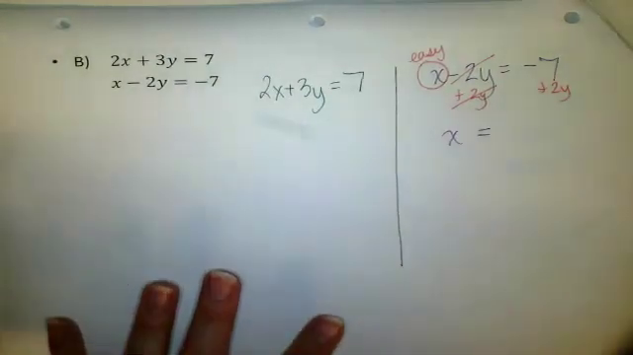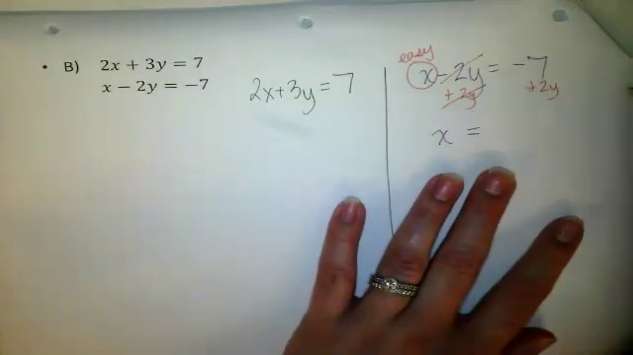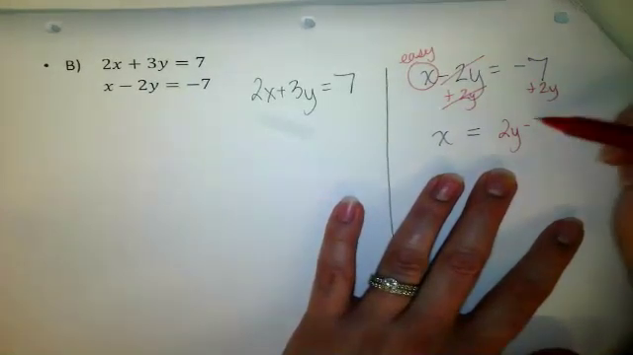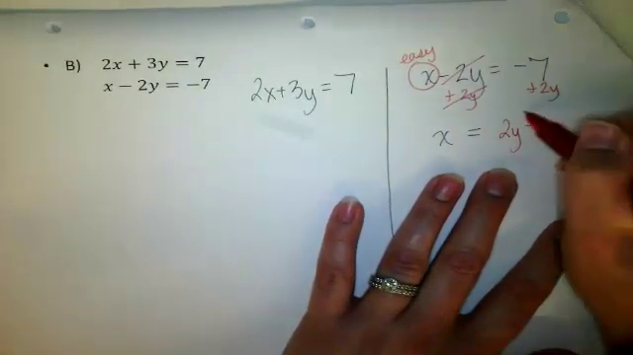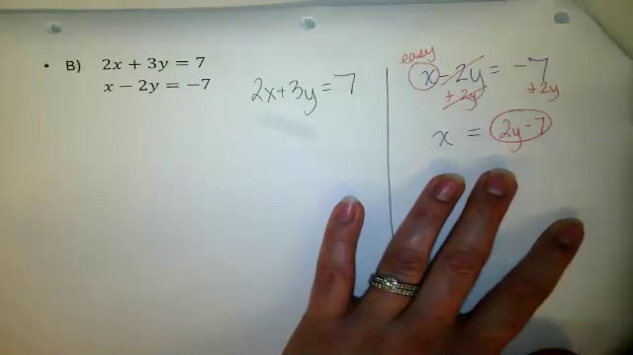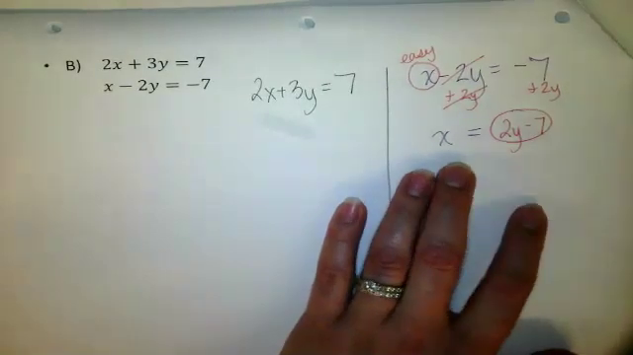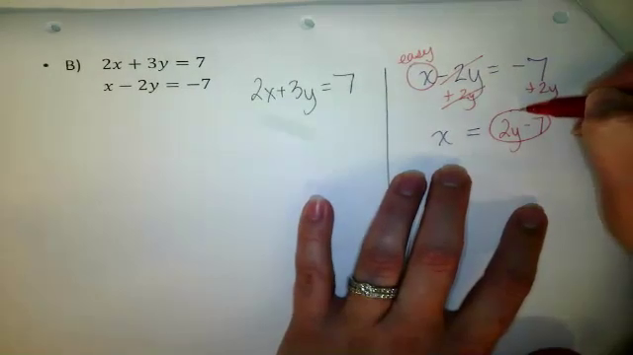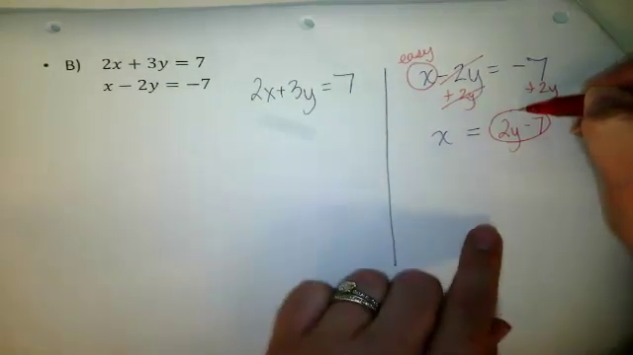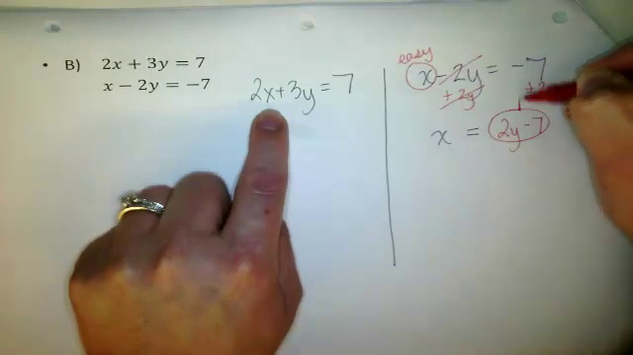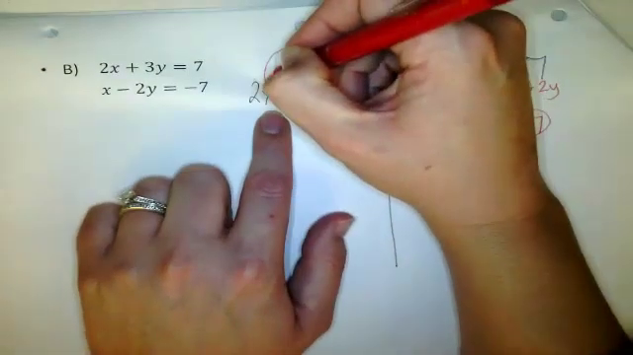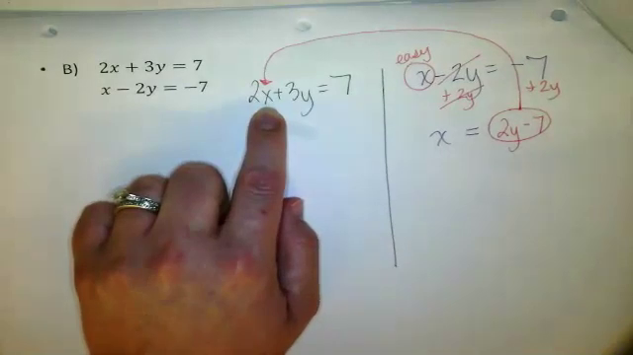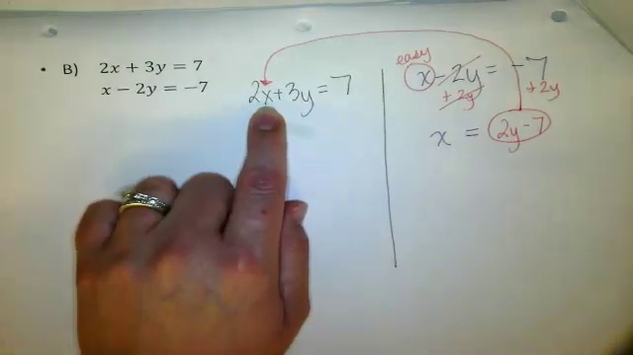What's left on the right-hand side? A 2y and a negative 7. So this says 2y minus 7 is exactly the same as what? It's exactly the same as x. So what are we going to do with the 2y minus 7? Plug it in for what? For x. It's the same as the x. So we're going to go over here and drop it in place of the x. It is the same as x. So we replace the x.